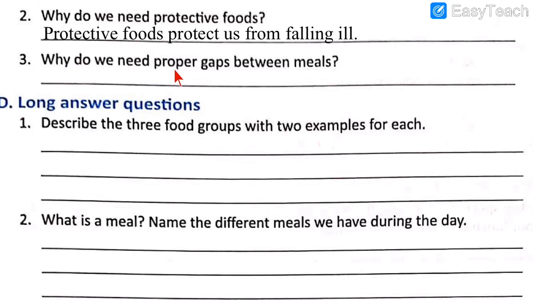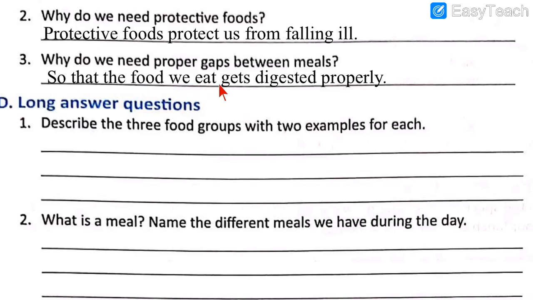Number 3. Why do we need proper gaps between meals? Like we keep the gap between lunch and dinner, between breakfast and lunch. Why do we keep a gap of a few hours in between? Directly after breakfast we cannot have our lunch. Why is that gap needed? Here is the answer. We need proper gaps in between the meals so that the food we eat gets digested properly. The digestion should be done in between.